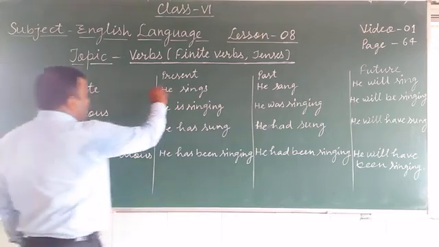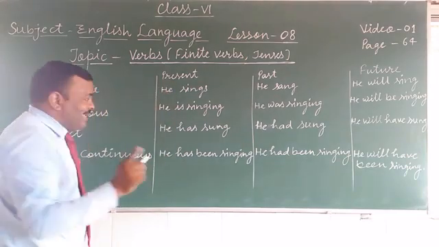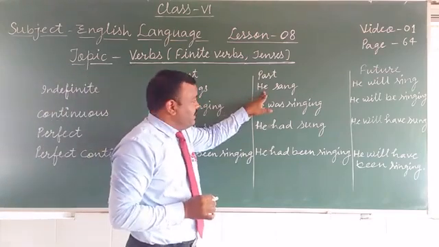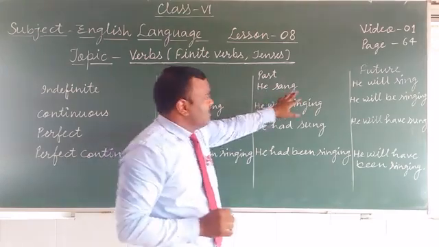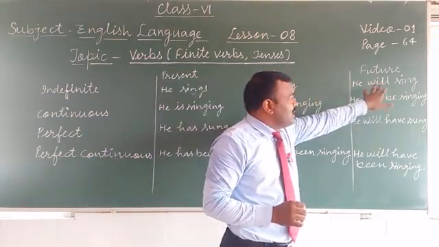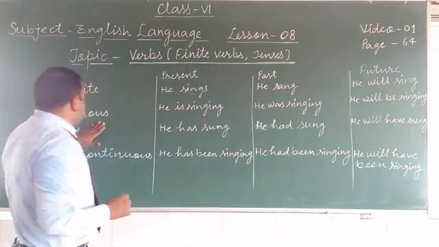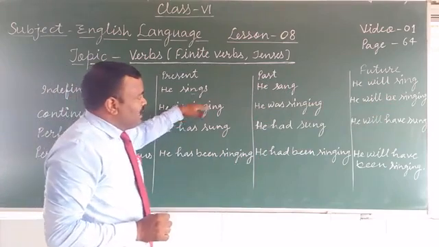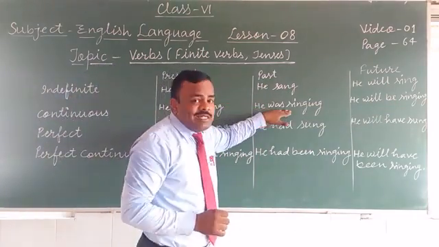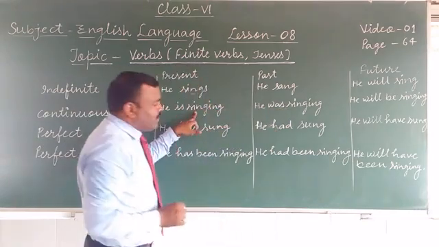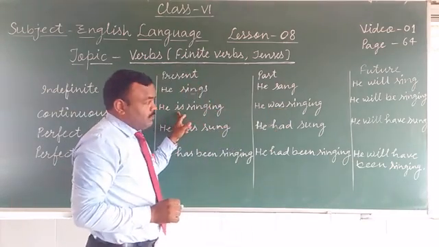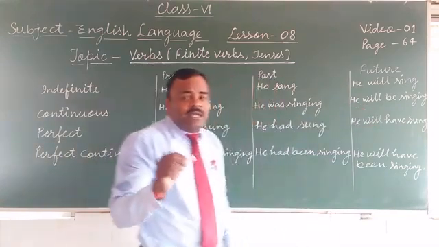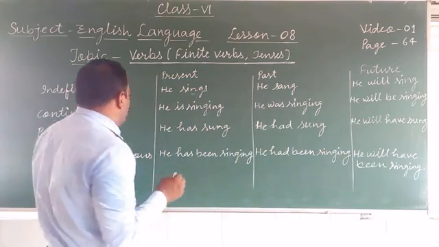Okay? See here, in present I have taken the verb sing. So he sings. And in past indefinite he sang, second form of the verb. And in future he will sing, will plus first form of the verb we use. Next continuous. In present continuous he is singing. And in past continuous he was singing. We use ing form of the verb with is, are, was in this form. And in future continuous he will be singing. It means in continuous form we use ing form of the verb.